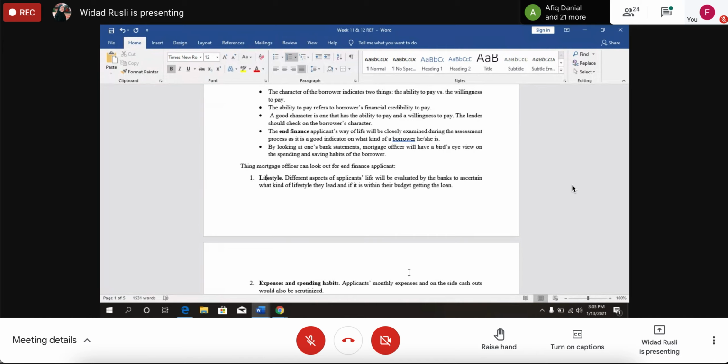First about character. The character of the borrower indicates two things, which are the ability to pay versus the willingness to pay. The ability to pay refers to the borrower's financial credibility to pay. And a good character is one that has the ability to pay and a willingness to pay. The lender should check on the borrower's character.